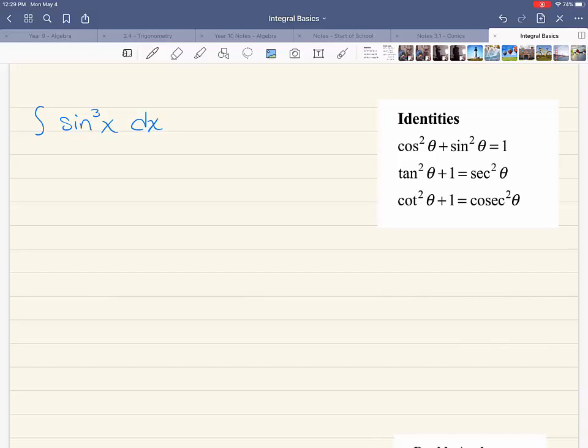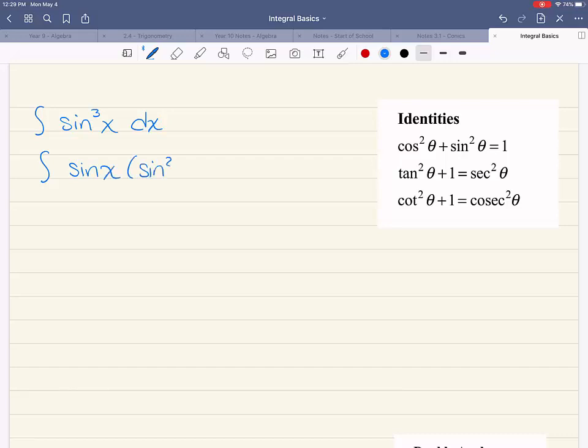In this video, I'm going to explain how to integrate both sine to the third of x and sine to the fourth of x. We'll start with sine to the third of x because it is a little bit easier. The first thing we're going to do is change this into sine of x times sine squared of x.